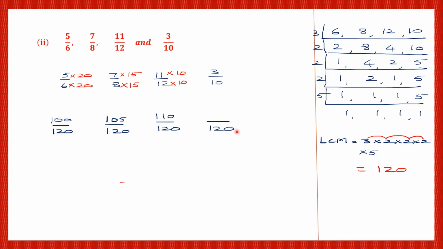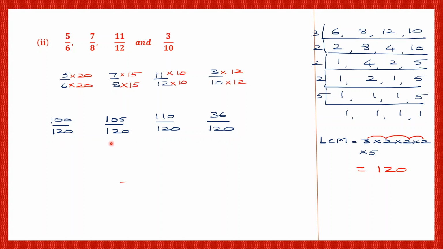Fourth fraction, the denominator is 10. 10 into what is 120? 10 into 12. 10 into 12 is 120. So multiply 3 by 12. 12 3s are 36. So now we have all our fractions: 100 by 120, 105 by 120, 110 by 120 and 36 by 120. All denominators are the same.